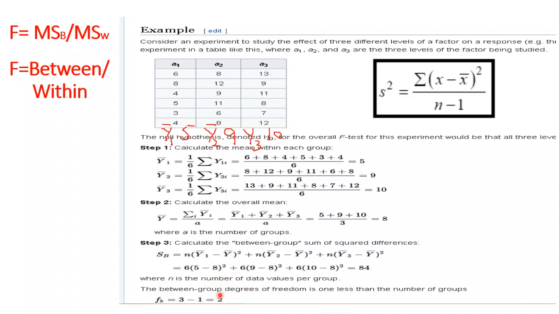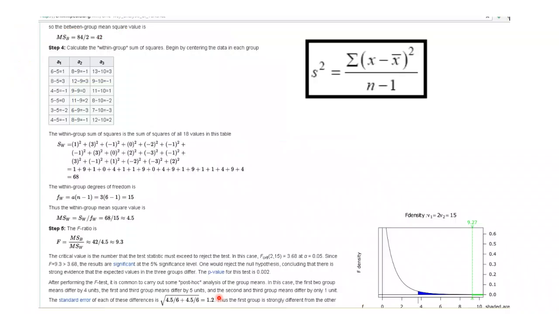Now the between group degree of freedom. The between group degree of freedom is, we know that there are 3 groups, A1, 2, 3, and minus 1, as for calculating degrees of freedom we take the sample size minus 1, and this is coming out to be 2.